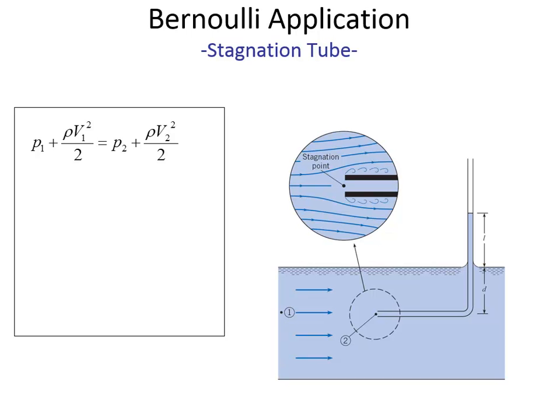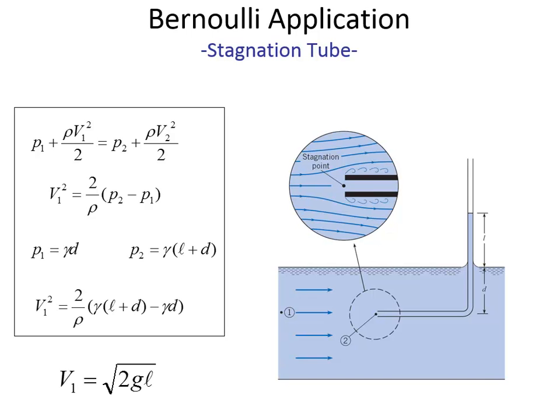And Bernoulli's equation tells us how we can use a stagnation tube in order to measure velocity. Essentially, when you come down to it, you can say that the velocity before the water stagnates in the tube, the velocity upstream of stagnation, is just the square root of 2gL, where L is the distance above the water surface up to the height of the water that it rises.